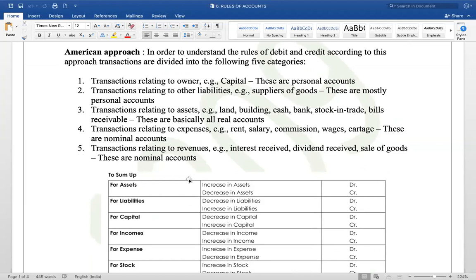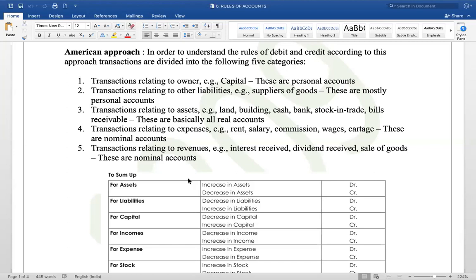According to this approach, the transactions are divided as below: 1, 2, 3, 4. Number one, transactions relating to the owner. What are the transactions relating to the owner? Owner supplies capital, and he may withdraw the goods. Next, number two, transactions relating to other liabilities, meaning other than the capital. Who are the liabilities? There may be suppliers of goods, what we call creditors.